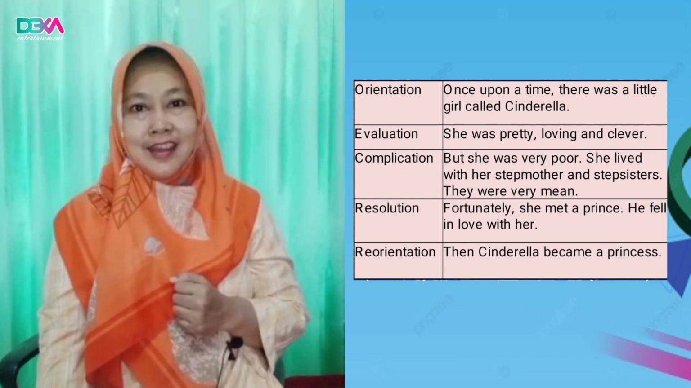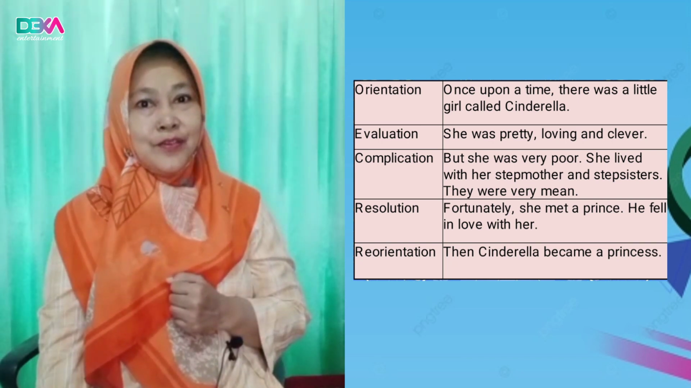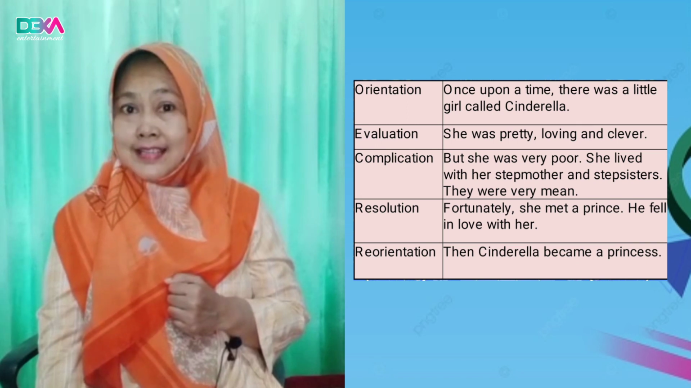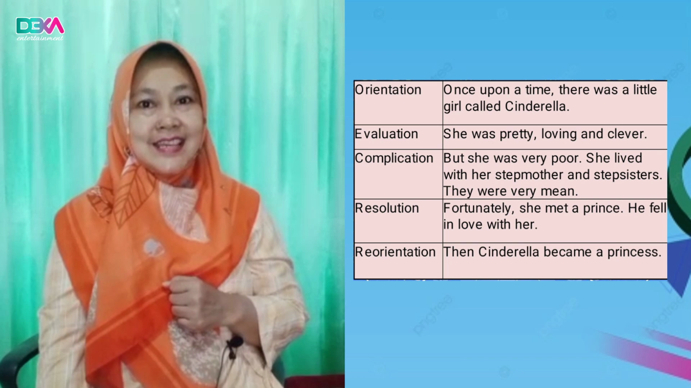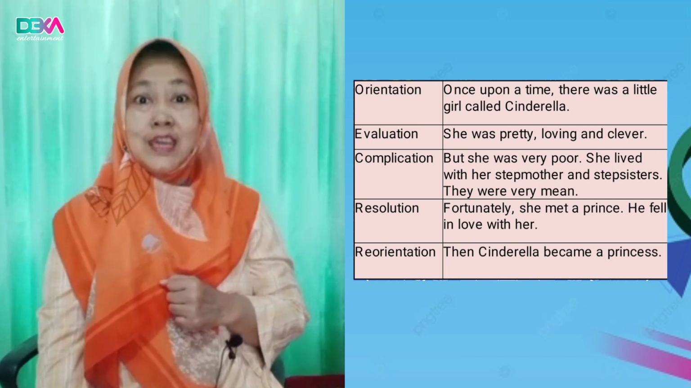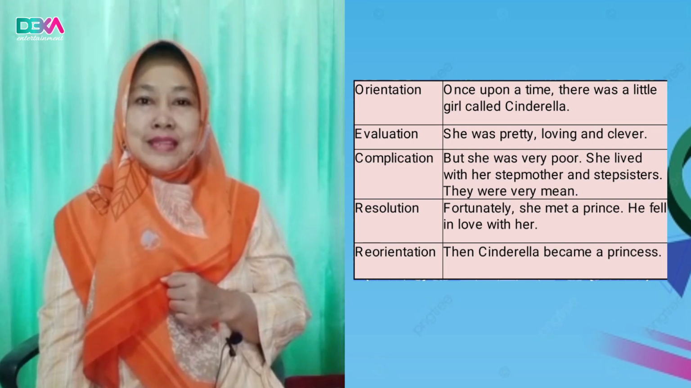And what is the resolution? The resolution here is, fortunately, she met a prince. He fell in love with her. And then the last, is there any reorientation or coda here? Of course, there is a reorientation in this story. The reorientation is, then Cinderella became a princess. Okay, everyone? Is it enough? I hope you can understand narrative text well and you can learn more about it by yourself at home.